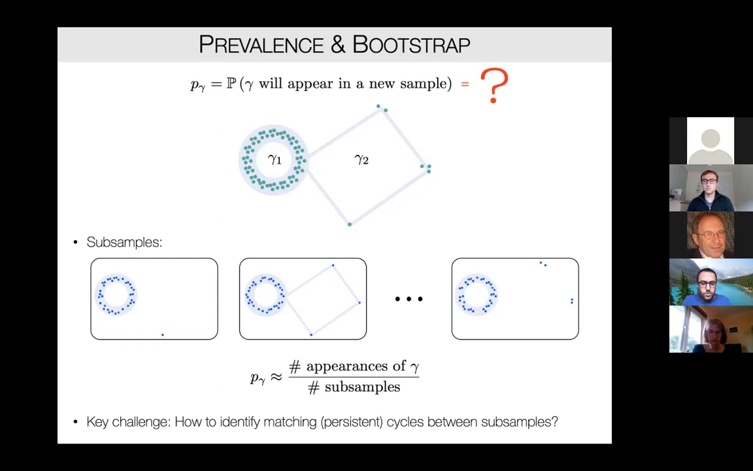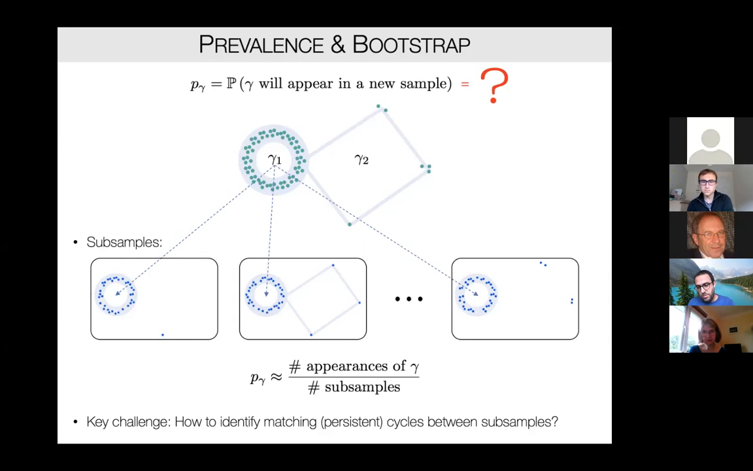And this leads me to the main topic that I want to discuss and the key challenge in this framework that I just outlined to you. We have one point cloud here and many other point clouds as subsamples. And what we need to do is we need to have a way to say, okay, we see a cycle here, gamma 1, and then we're looking at a different point cloud and we want to say, okay, there's a cycle here and those 2 cycles are the same thing. Okay, but we're looking at 2 different diagrams, 2 different spaces, and we need to have a way to say, okay, a cycle here is the same as the cycle there. Otherwise, this whole framework will not work. And this is the main challenge.